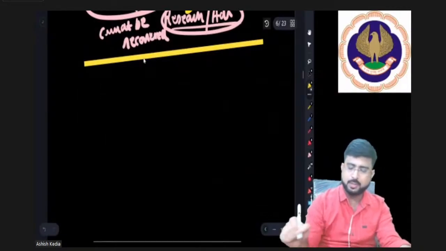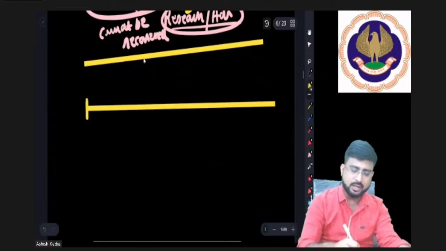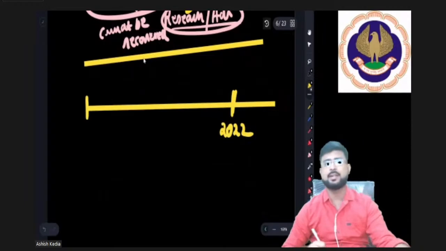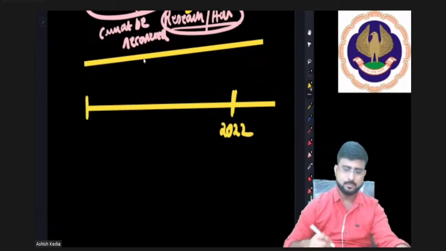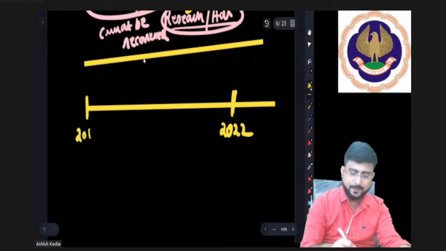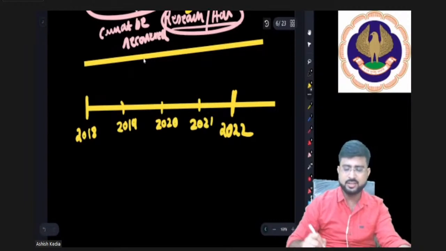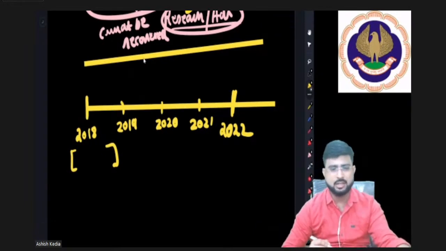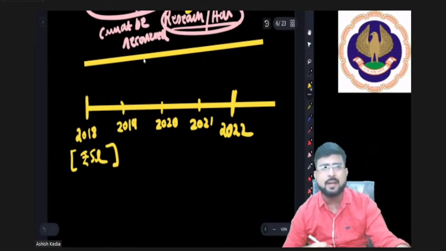My dear friends, in order to explain this, let's say we are in the year 2022. Now pay attention. 2018, 19, 20, 21. Now my lovely friends, in this particular year 2018, let's say I purchased a machinery of worth rupees 5 lakh.